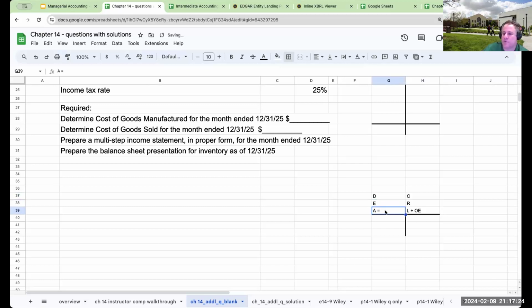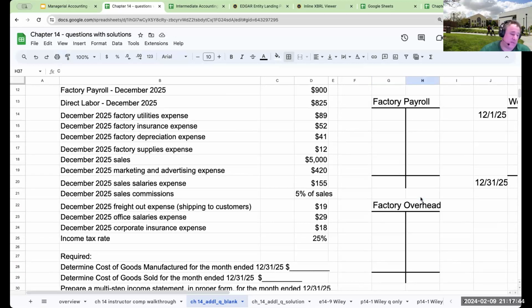When I have an asset, which is inventory, I increase the asset with a debit. I decrease it with a credit. Liabilities and equity accounts typically have credit balances. They're increased with credits, decreased with debits. Over here, expenses and revenues: I record expenses with debits, revenues with credits. So that's why we use T accounts.